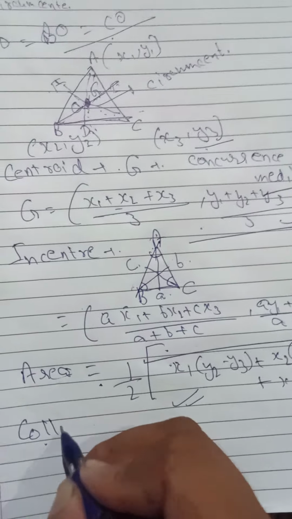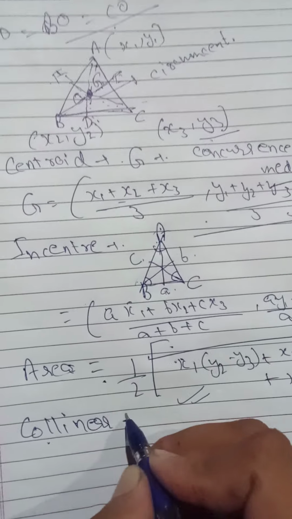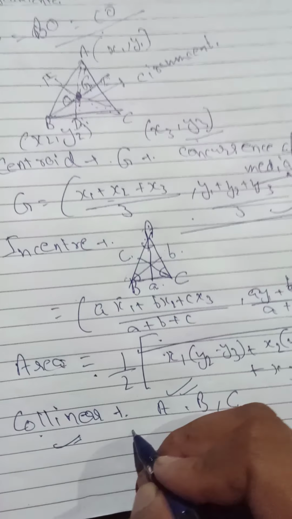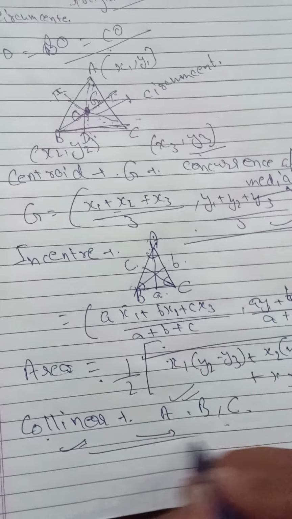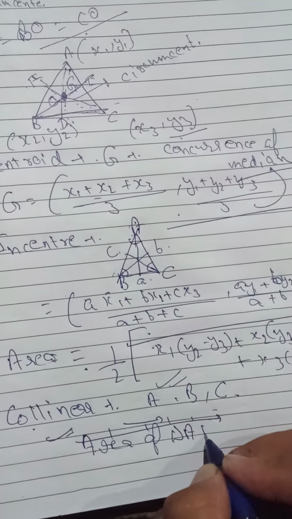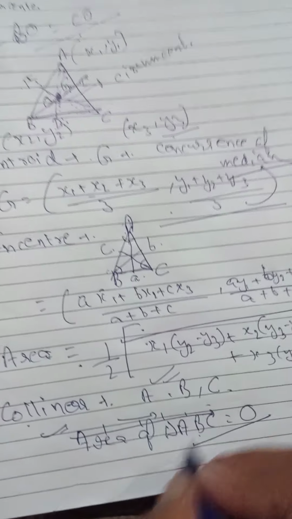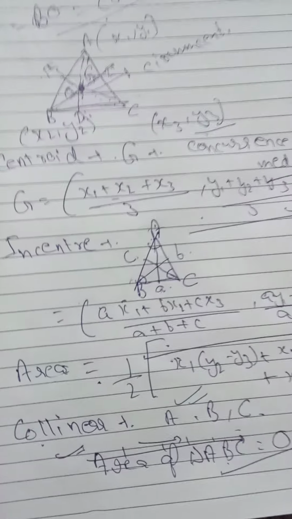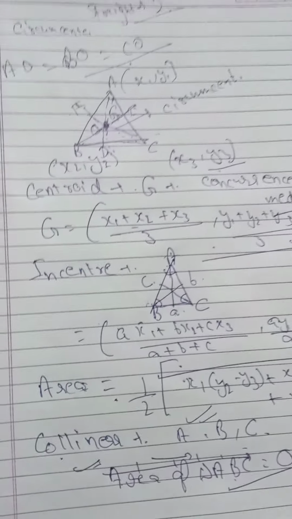The next is the collinear property. Three points A, B, C will be collinear if they lie on the same single straight line, and the area of triangle ABC will be 0. Conversely, if the area of triangle ABC is 0, then the points are collinear.